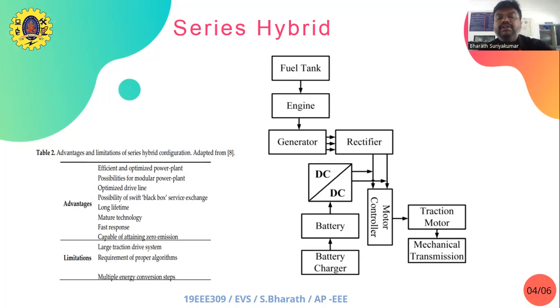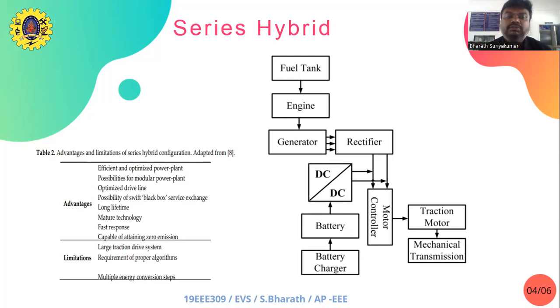So two sources are given to the motor controller. One is from fuel tank, engine, generator, rectifier, and the motor controller. Two is battery charger, battery, DC to DC converter to the motor controller. And then it is given to the traction motor and the mechanical transmission system. So this series hybrid structure has several advantages and limitations too. What are the advantages? One is the efficient and optimized power plant. Second one is the possibility for a modular power plant. Third one is the optimized drive line.